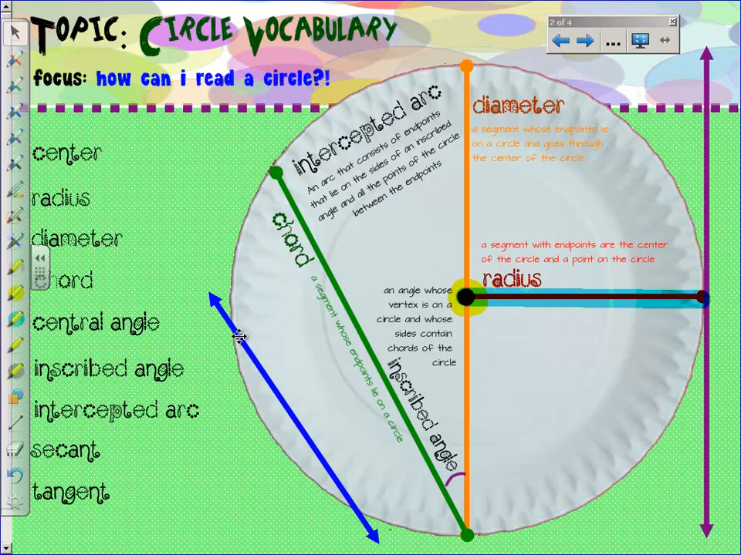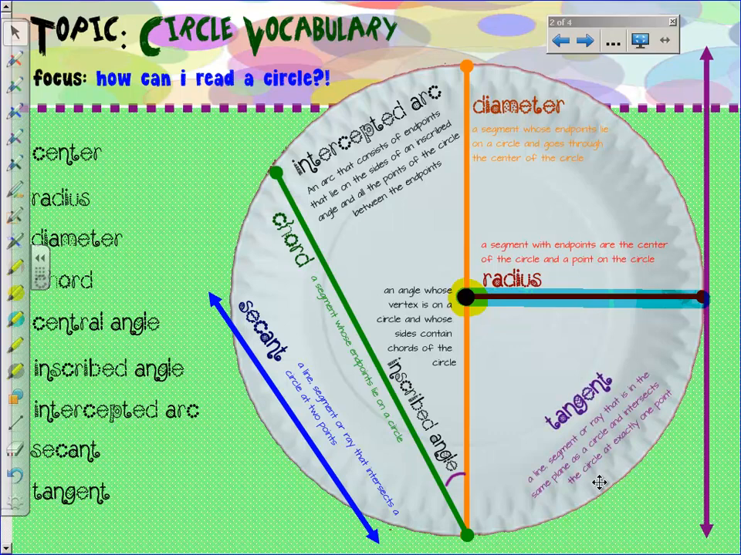Alright, so I'm going to start with the secant line. The secant line passes through a circle twice. It could also be a segment or a ray, but more often than not, it's a line, and it touches the circle at 2 points. A tangent, on the other hand, only touches the circle once. And the location that it touches, which is in our case right here, is called the point of tangency. At this point, you should be putting your pipe cleaner through the hole on your plate that we created, and that's going to represent your tangent line.